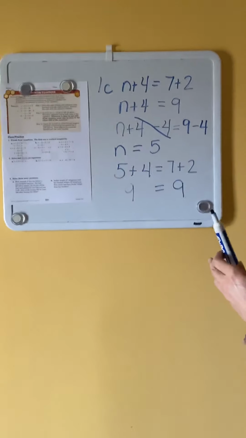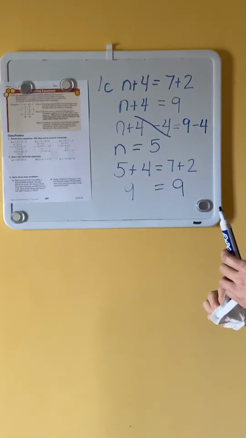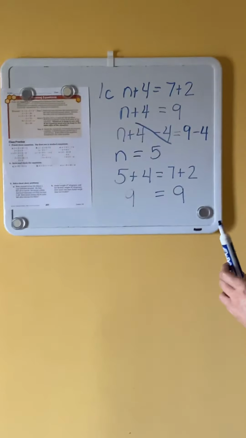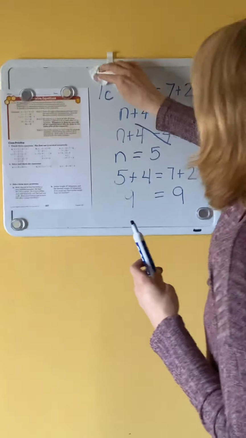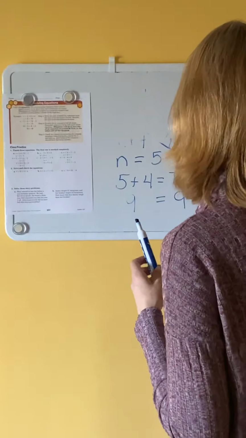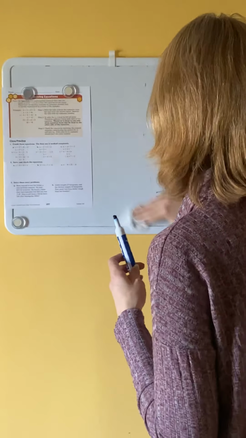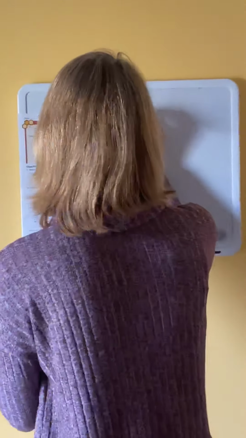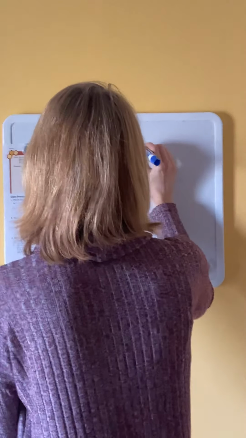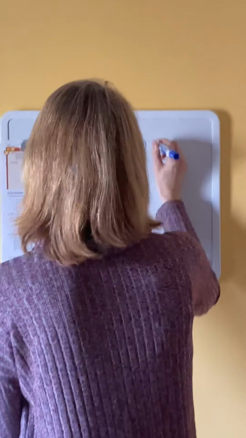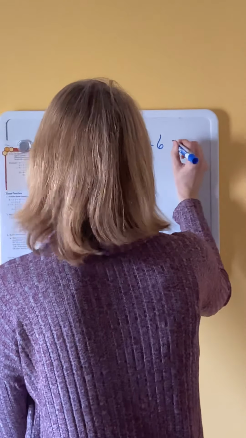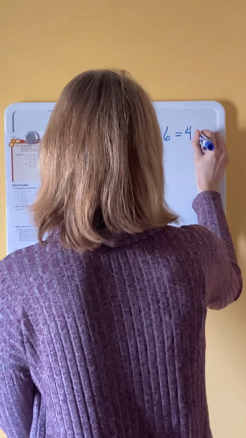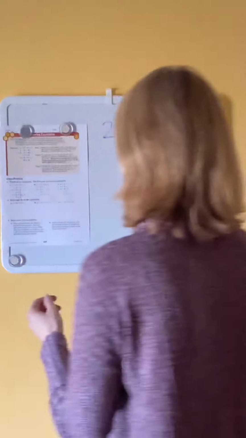Now part 2 is a little bit trickier because it's not fill in the blank. We have to do the whole equation on our own. So let's do 2A together. So 2A, we have n plus 6 equals 4 times 4.